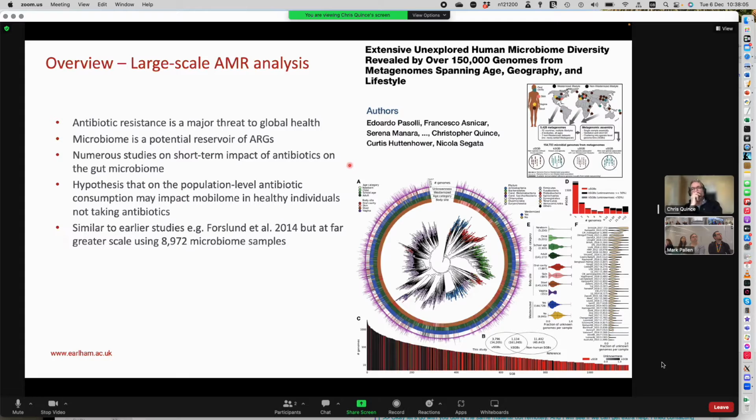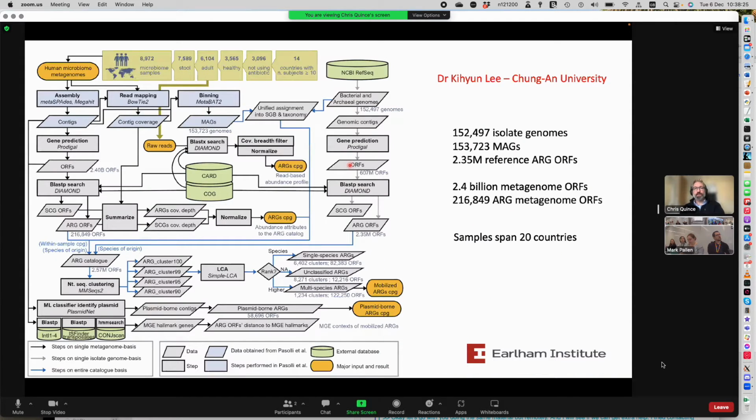And also, as I'll talk about, we can determine the extent to which the antimicrobial resistance genes are mobilized in the community. The other nice thing about this set of samples is that we have them from a variety of countries with different antibiotic usage regimes. So we can see how the levels of resistance associate with the antibiotic consumption in the different countries.